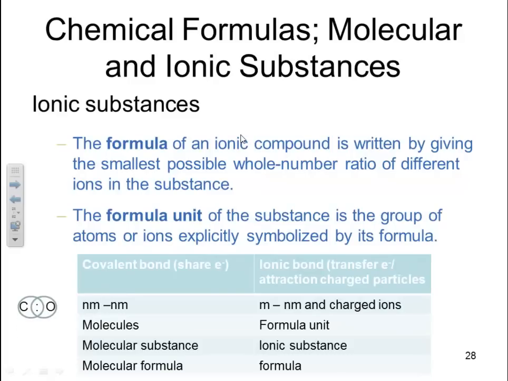So for covalent bonding, there's a sharing of electrons. We've got a pair of electrons between two atoms, and they're not necessarily sharing equally, but they're sharing the electrons between the two species. And with ionic bonds, I have charged species, and the attraction between the charged particles is the ionic bond.